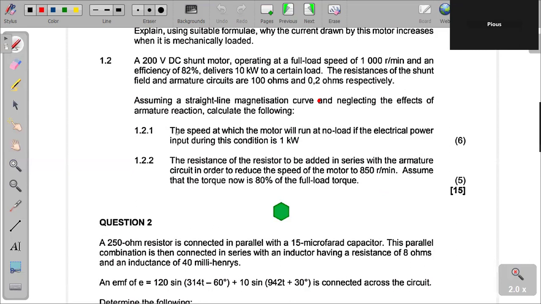So we are going to call the full load speed our N1, and the EMF at full load, we'll call it E1, and the armature current at full load, we'll call it also A1. So it's a choice that we are making. And then we make these new changes that have occurred. Our new speed at 80% of the full load torque, we now call our second situation. So we will call this 850 our N2, and similarly its back EMF, E2. So let's try to perform the calculation on that.